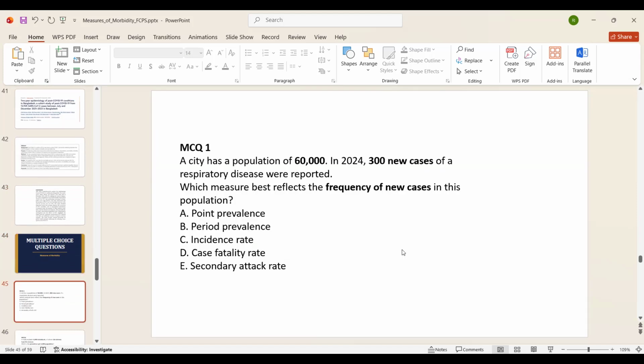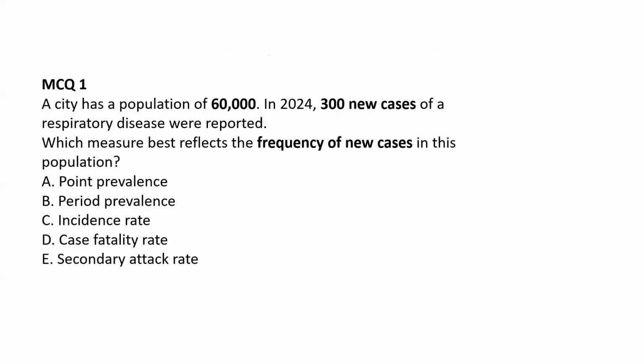Next we come to the MCQs. MCQ number 1: A city has a population of 60,000. In 2024, 300 new cases of a respiratory disease were reported. Which measure best reflects the frequency of new cases in this population? C is the right option.